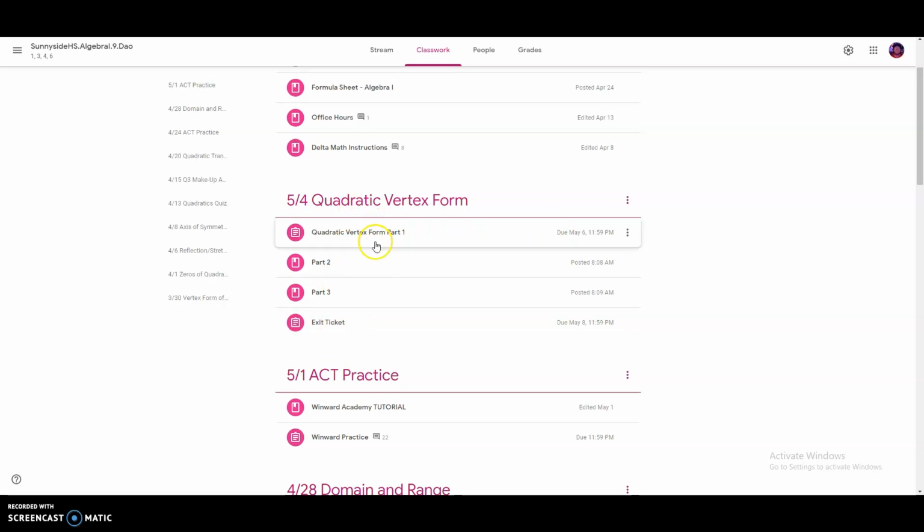The first 3 parts are named just part 1, part 2, part 3, and the last one is named exit ticket, okay? The only ones I am taking for a grade are part 1 and the exit ticket. I still want you to complete parts 2 and 3, and I want you to know that those are not going into the grade book. Notice that these do not have due dates because I did not upload them as assignments.